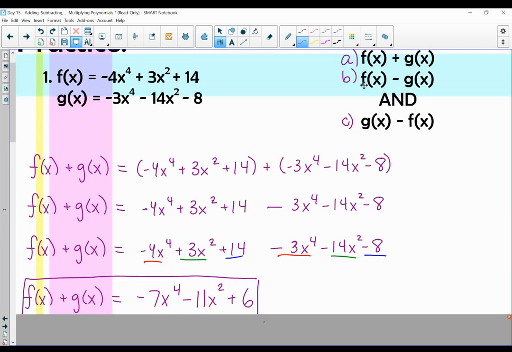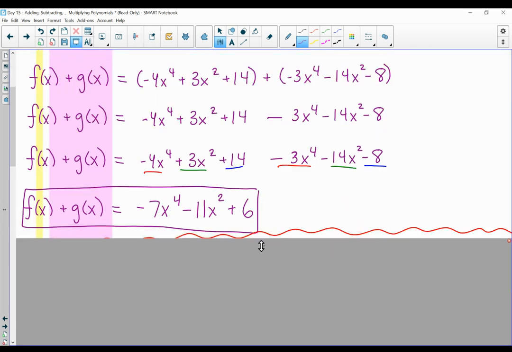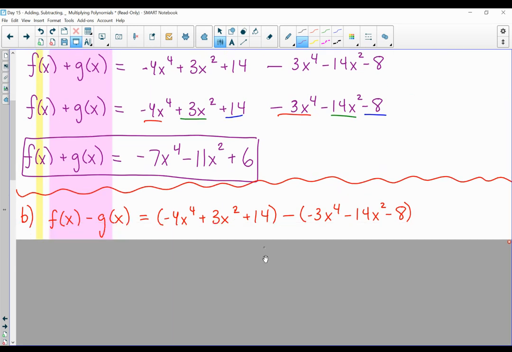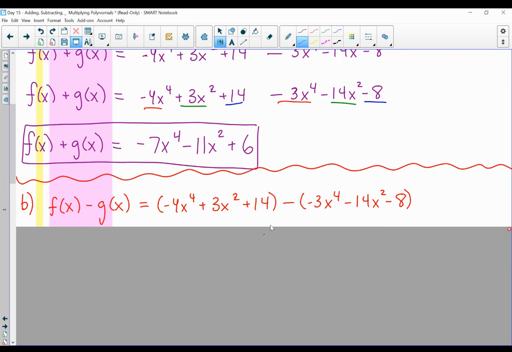B is saying f of x minus g of x. So now this is going to be a little bit different. I'm going to be doing subtraction. So same f of x and same g of x, but now I'm doing subtraction. So now you see here I have a big subtraction sign in the middle instead of an addition sign. So I don't want to just get rid of my parentheses here because this subtraction sign in the middle does mean something. And what this means is that I need to actually distribute.